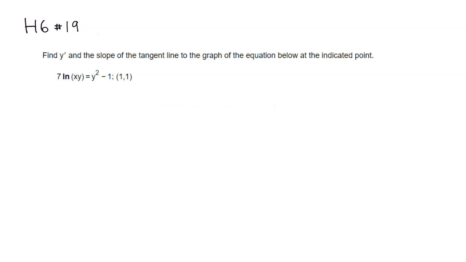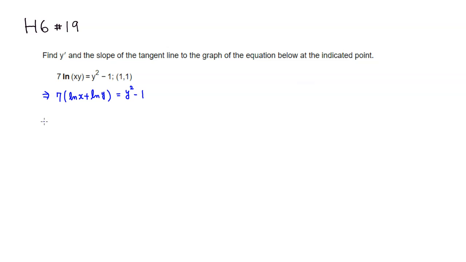Before we take the derivative, I'm going to rewrite this equation this way. 7 is already there. And then here, natural log of x times y. If you have a multiplication inside, we can write it as addition outside. So it's going to be 7 times natural log of x plus natural log of y. And the right-hand side stays the same, y squared minus 1. So I just rewrote it.